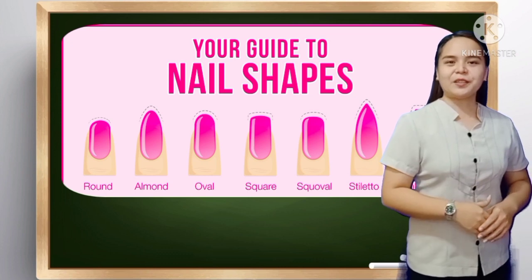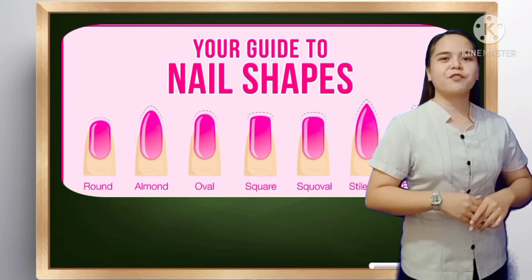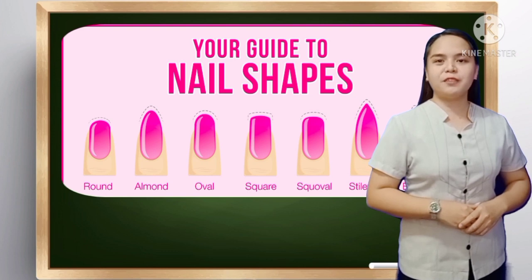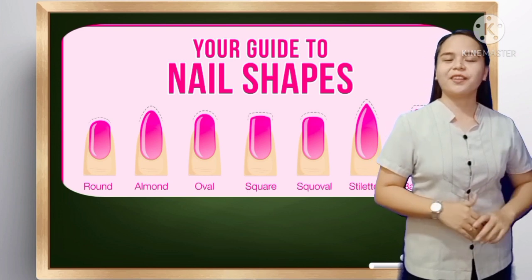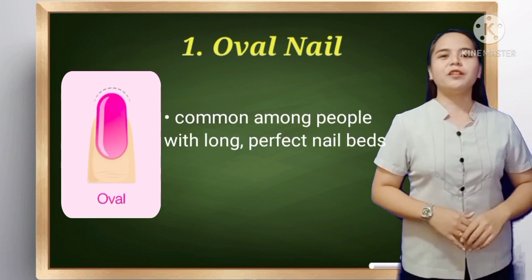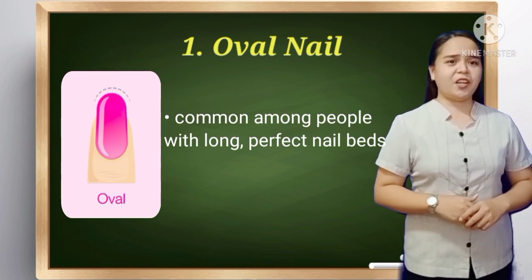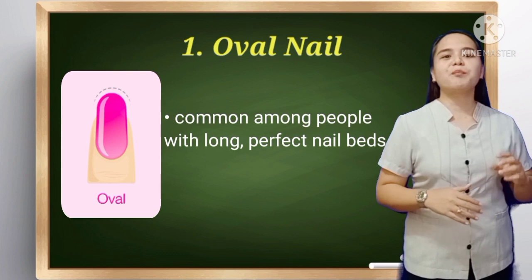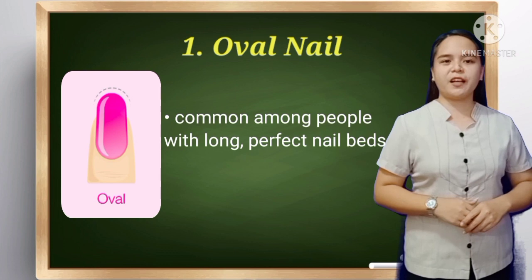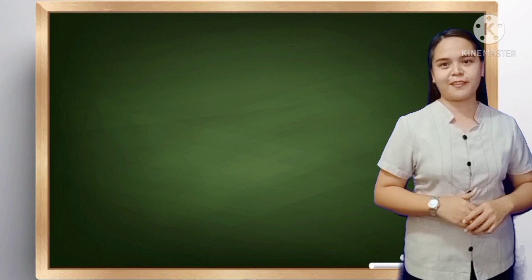Shapes of nail. The shape of nail conforms to that of the fingertips of an individual. The following are the basic shapes of nail. Number 1. The oval nail. It is common among people with long, perfect nail beds. It may be styled slightly rounded at the base and slightly pointed at the fingertips. Most often, this type of nail has a natural look and looks very good in a short, medium length.